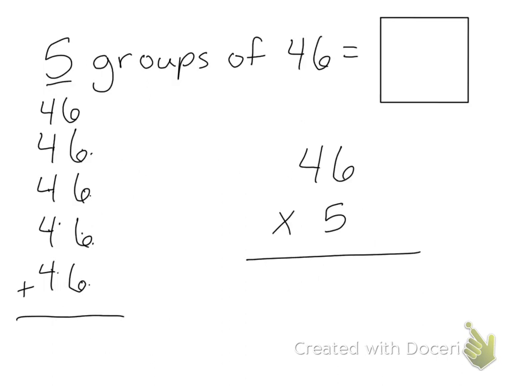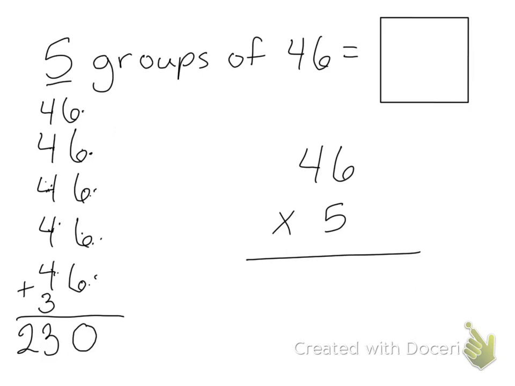Let's try another problem. So here we have 5 groups of 46. So the first way is to add it up. 6 plus 6 is 12, plus 6 is 18, plus 6 is 24, plus 6 is 30. I put the ones place down and I carry over the 3 into the tens place. All right, now we do the 4s. 4 plus 4 is 8, plus 4 is 12, plus 4 is 16, plus 4 is 20, plus 3 is 23. So my answer is 230.